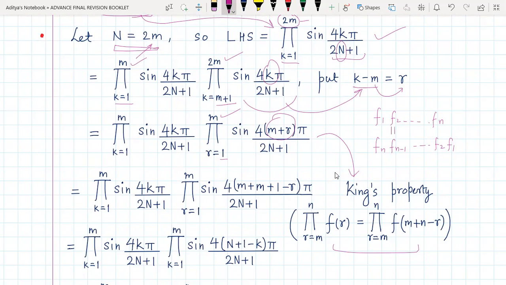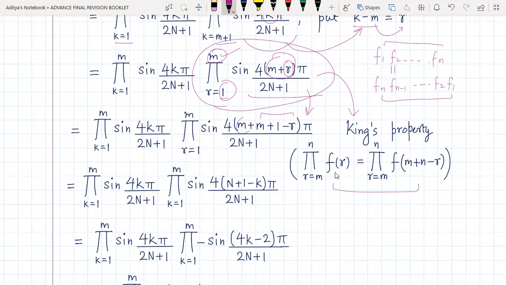And obviously these two are equal. It doesn't matter whether you take the product like this or you take it reversed. So that's what King's property represents, and that's exactly what we have done. In this product we have applied King's property. So what is King's property? R will be replaced by 1 plus m minus r. So 1 plus m minus r, that is exactly what we have done. King's property we have applied to this portion of the product. Now obviously m plus m will become 2m, which is n, plus 1 minus r. Now the thing is that this is just a dummy index, right? It is a dummy variable that we are using for the running index.